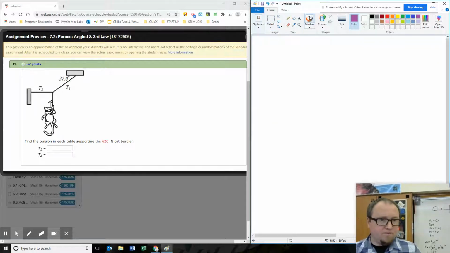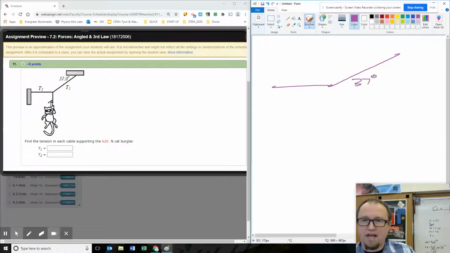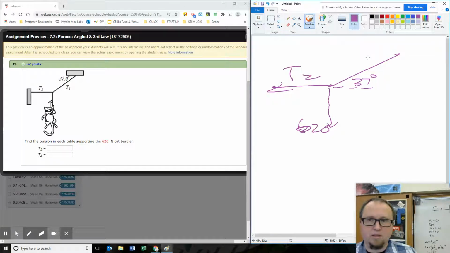Okay. Find the tension in each cable supporting a 620 newton cat burglar. That's 37 degrees, so that's 37 degrees. Cat burglar, funny. 620 newtons going down. This is T2 and this is T1. So break it up into its components. Anytime you have something at an angle, break it up into its parts. If 620 is going down, 620 is going up. This guy's going left, this guy's going right.